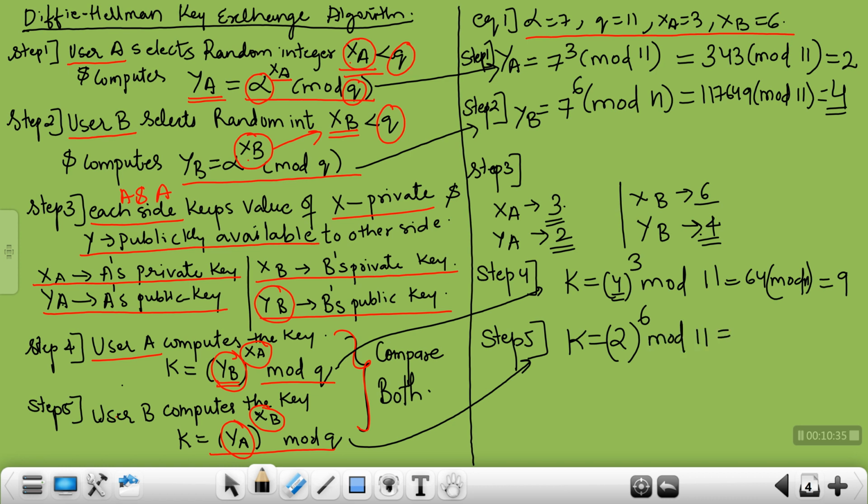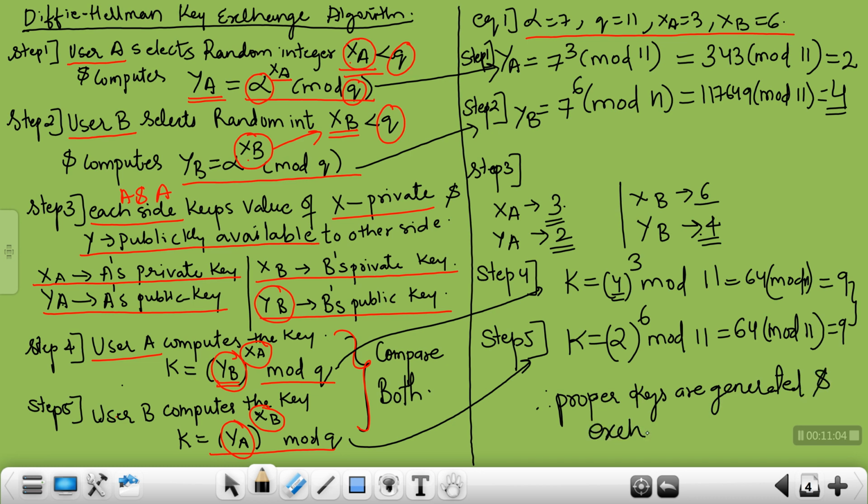So let me check what 2 raised to 6 mod of 11 is. Again it is 64 mod of 11. We have already calculated that 64 mod of 11 is nothing but 9. So both the keys which are calculated by user A and B are 9. That means proper keys are generated and exchanged.